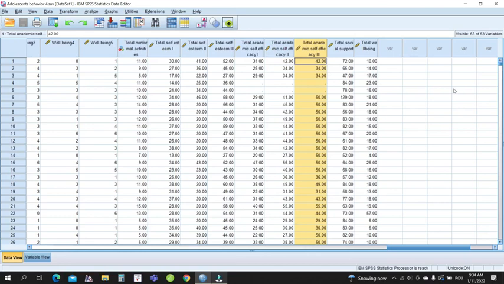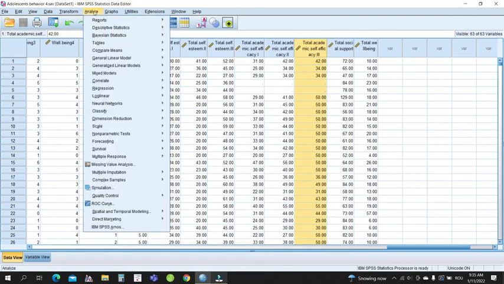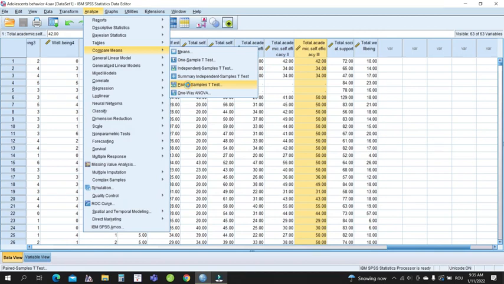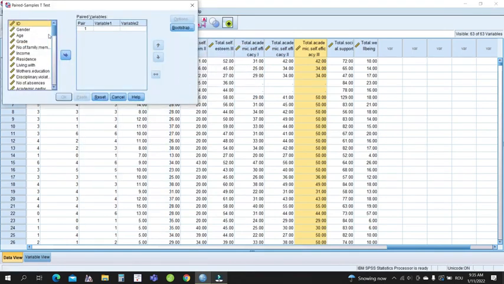So, let's begin. The objective of our analysis will be to find out if there are significant differences of self-esteem on the same sample of adolescents from the first semester to the second semester. First, I will select Analyze, Compare Means, Paired Samples t-test. In the left side of this window, we have a list of all variables from our database, and on the right side, you can see the window called Paired Variables, in which we will introduce the pair or pairs of variables or measurements that we want to compare.